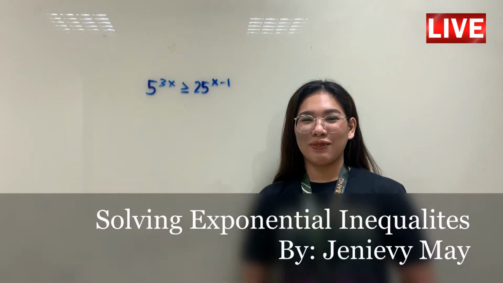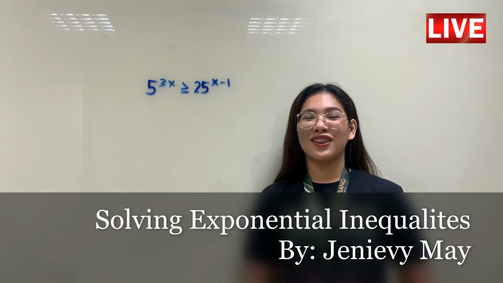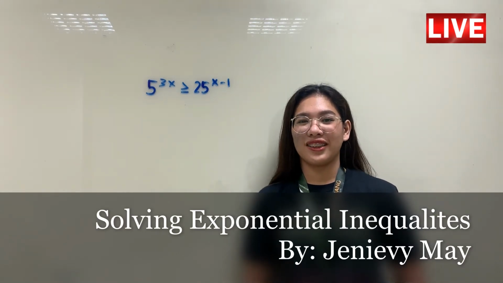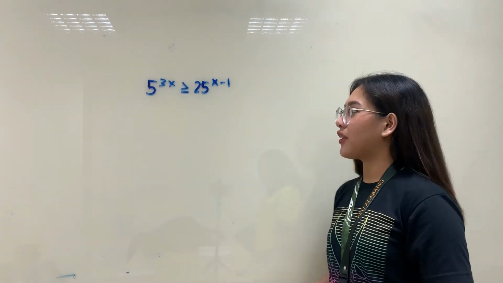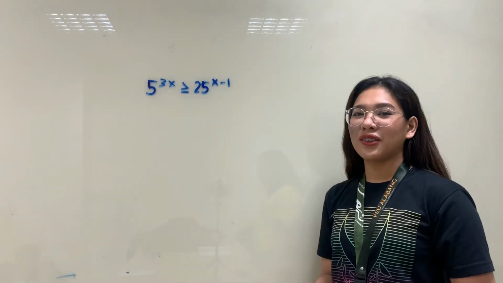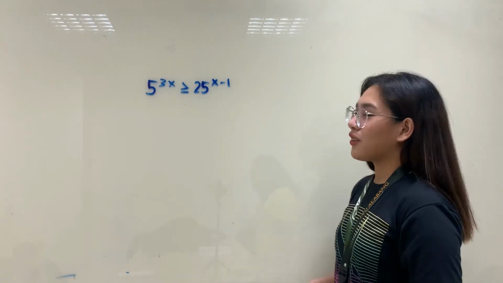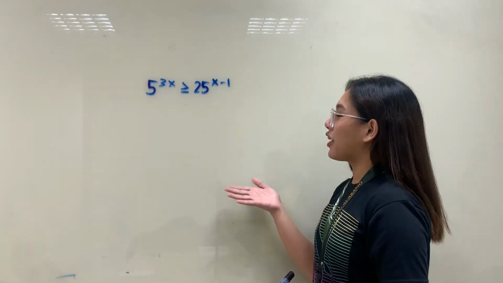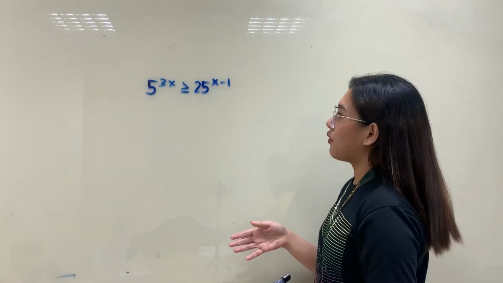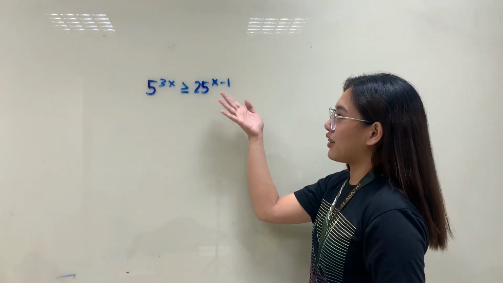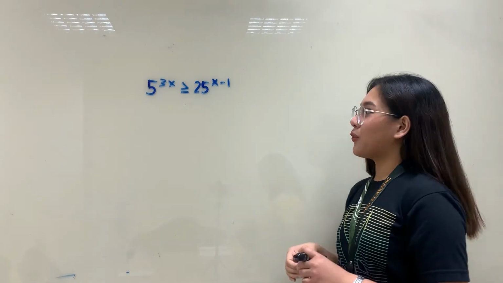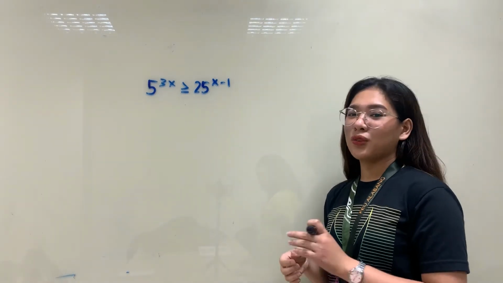Hi there mga ka-EMS! So we're here to discuss solving exponential inequalities. We have a given here 5 raised to 3x is greater than or equal to 25 raised to x minus 1. So the first step is to make the bases equal. We have here 5 and 25. We need to get the square root of 25, so we can get 5 raised to 2.